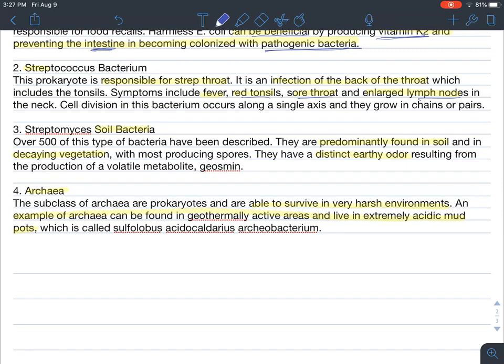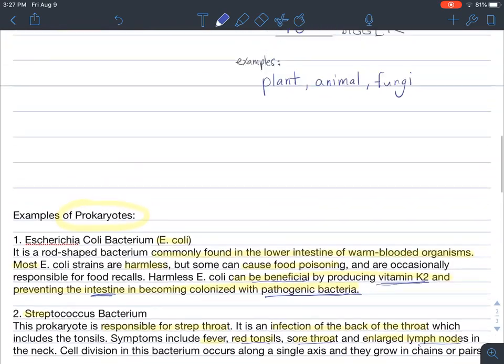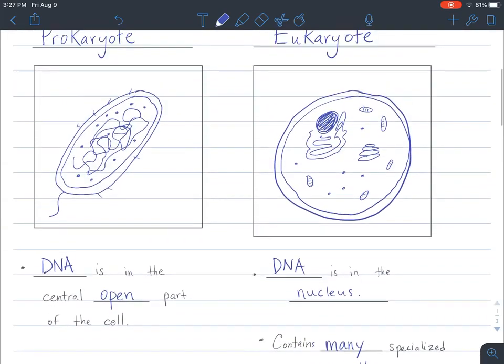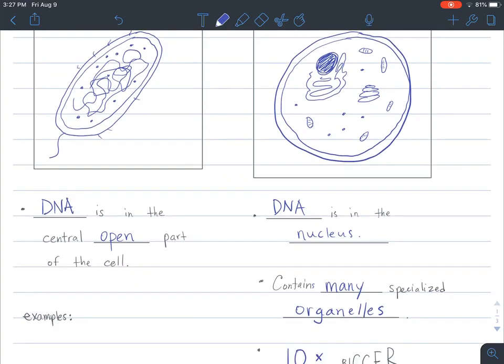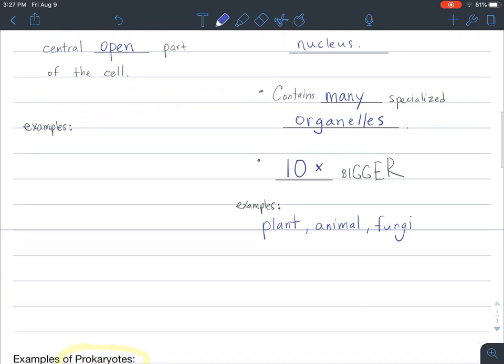And lastly, archaea. Archaea are a subclass of prokaryotes. They're able to survive really harsh conditions. Some you may have heard of, like in the Yellowstone geothermal pots, the mud pots, or even some of the really, really hot, boiling hot springs that are there in Yellowstone. So those are all examples of prokaryotes. They're usually single-celled, simple organisms, but from E. coli to strep throat, they can cause some problems for us eukaryotic organisms.